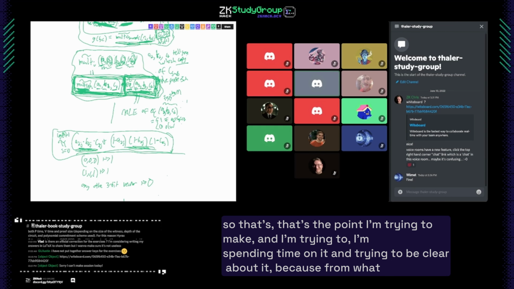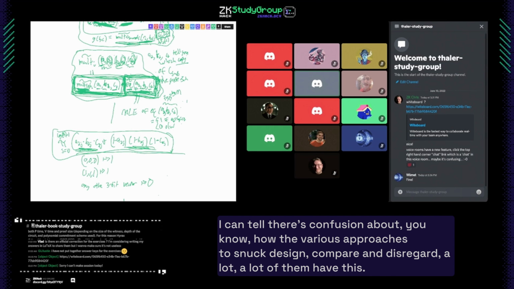So that's the point I'm trying to make, and I'm spending time on it and trying to be clear about it, because from what I can tell, there's confusion about how the various approaches to SNARK design compare in this regard. A lot of them have this.